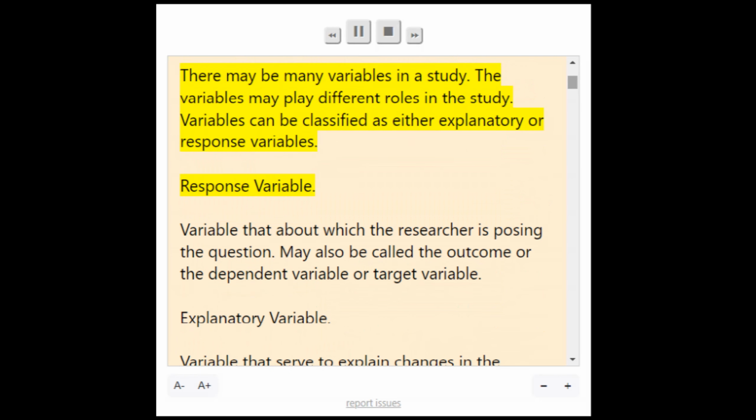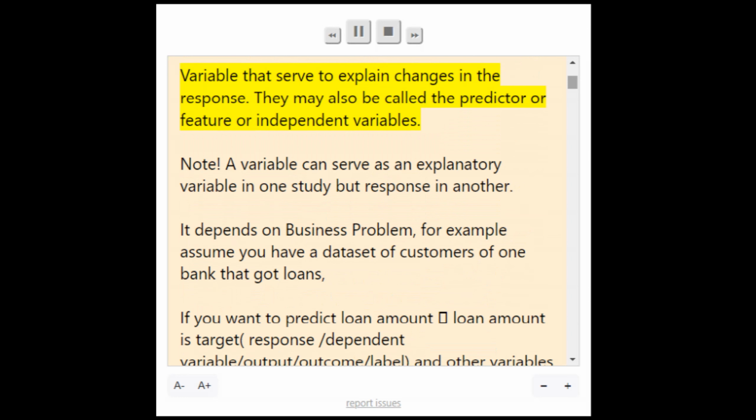The variables may play different roles in the study. Variables can be classified as either explanatory or response variables. Response variable: the variable about which the researcher is posing the question. It may also be called the outcome, the dependent variable, or the target variable. Explanatory variable: a variable that serves to explain changes in the response. They may also be called the predictor, feature, or independent variables.